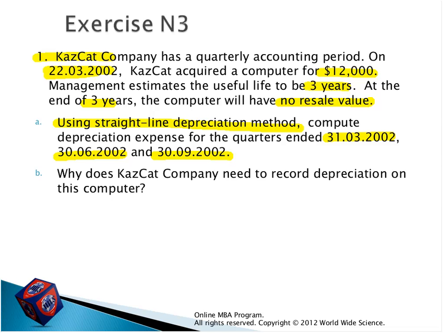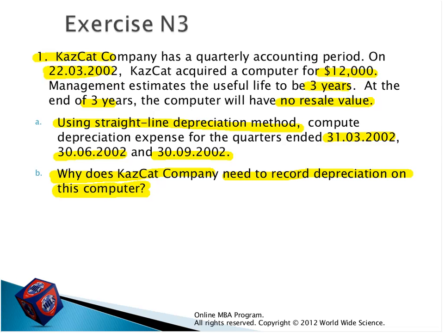And the second question in this assignment is a theory question: Why does Cascade company need to record depreciation on this computer? Actually, this answer is already given in the presentation under the depreciation methods, why we have to depreciate the fixed assets. But if you have your own thoughts, you can find additional information from your ebooks. You can write your own answers. In your own words will be the best solution for me.